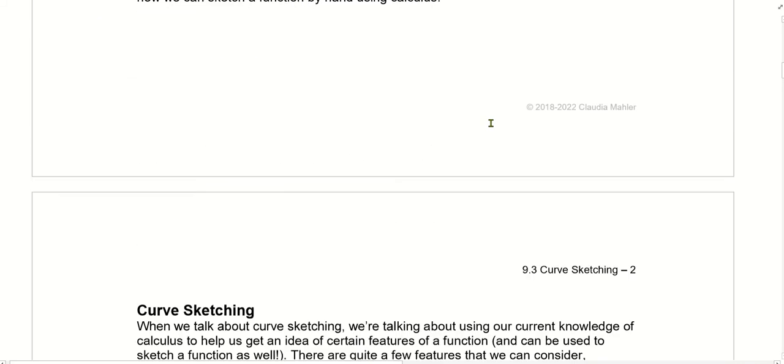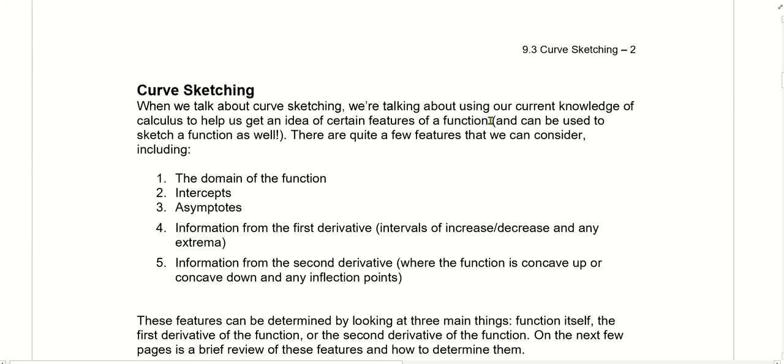Okay, so let me go back up. Sorry, there's so much scrolling. Let me go back up here to page 2 and just mention a couple things before we jump to those first couple examples. So when we talk about curve sketching, what we're basically doing in this course is we're using our current knowledge of information about a function, including information we can get from calculus about a function, to get ideas about certain features of the function, which we can use to help sketch the function.